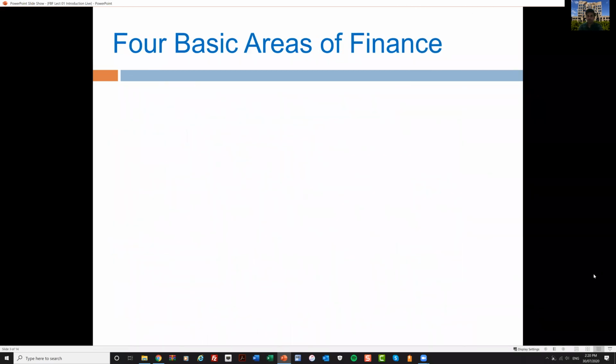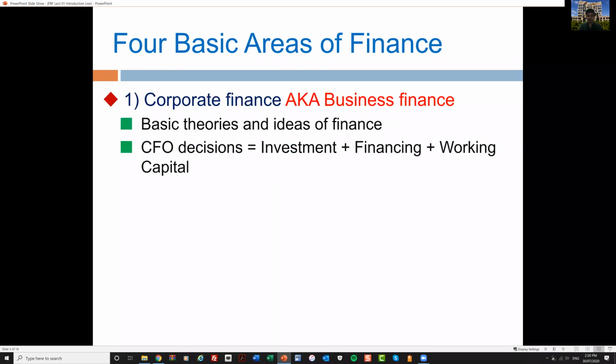Okay, so just because it's the intro class, I just want to break finance up one more time, just in case none of you guys are too familiar with it. Then we'll proceed to doing some more relevant things. So if I had to break finance up into 4 things, these would be the 4 things. The first is corporate finance, also known as business finance. This is what we are focusing on in this subject.